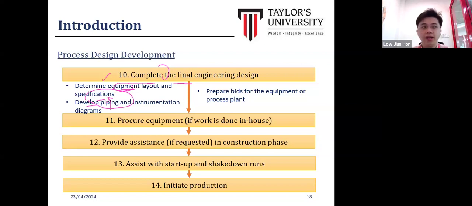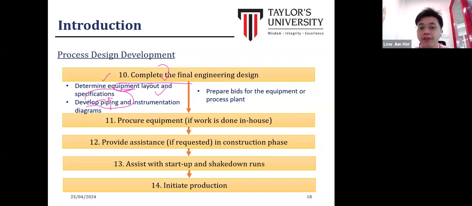They give you a tender, a quotation, and only based on the tender and quotation they provide, we decide which contractor we are going to appoint to assist us in constructing the equipment that we are going to use in our chemical plant. Okay, this one is under the step here.